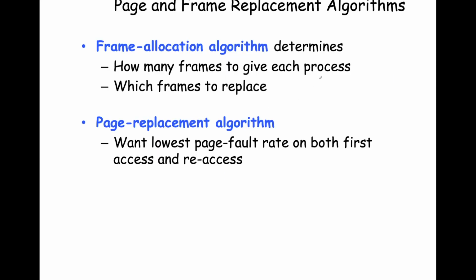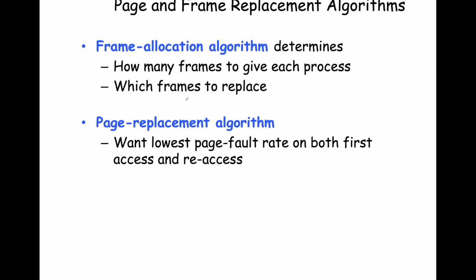And so the frame allocation algorithm is that part of the system that determines how many frames you're going to give to each process, because you don't just start with as you need them, because it's a little bit kludgy. You're going to keep getting page faults and page faults and page faults. And so there are two components involved: the frame allocation algorithm that determines how many frames you're going to give each process and which frames to replace. And then there's the page replacement algorithm. And what this page replacement algorithm strives to do is to have the lowest page fault rate, both on the first access for instructions in a page as well as subsequent accesses.